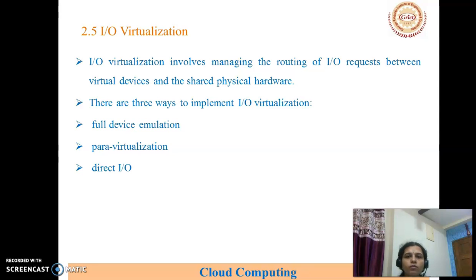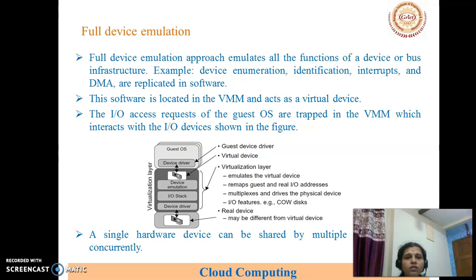There are three ways to implement I/O virtualization: full device emulation, para-virtualization, and direct I/O. Let us see each one by one. Full device emulation approach emulates all the functions of a device or bus infrastructure. For example, device enumeration, identification, interrupts, and DMA are replicated in software. This software is located in the VMM and acts as a virtual device.